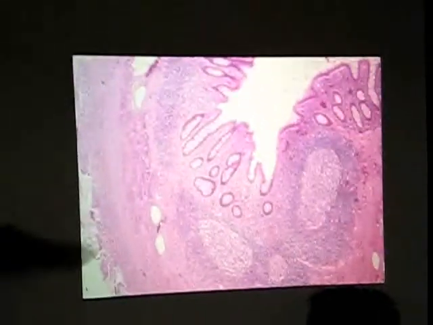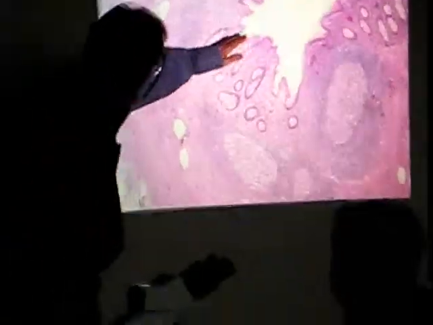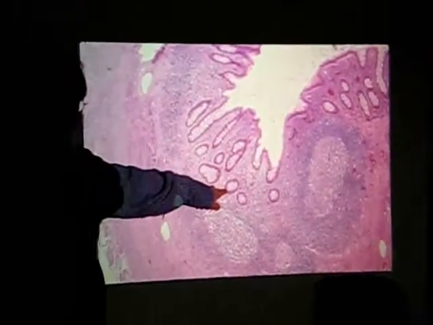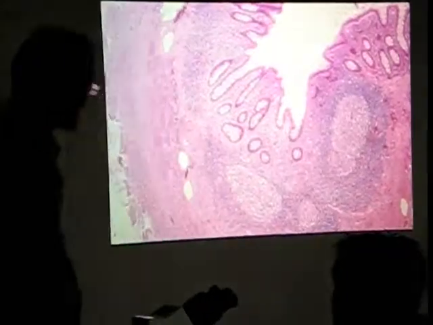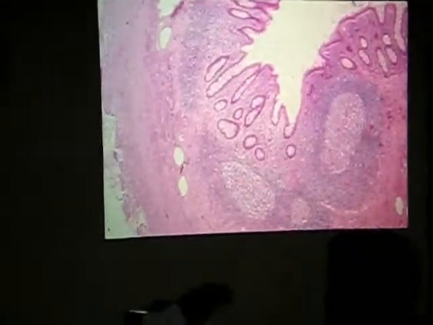And here's a higher power shot. You can see this crypt, the gland. Here's that circular profile when this is cut like that, and you can see a couple of secondary follicles there. And that's all she wrote.